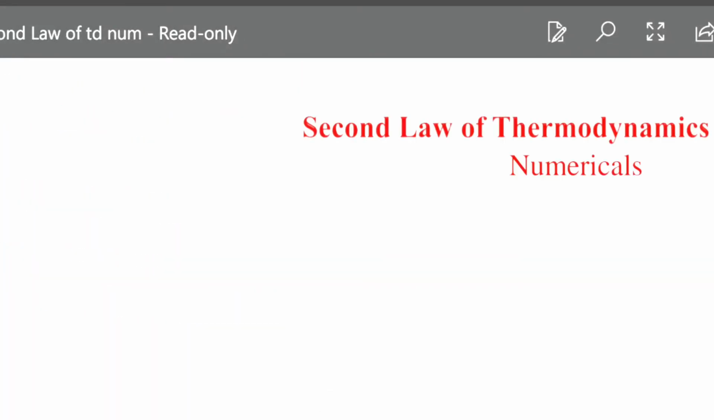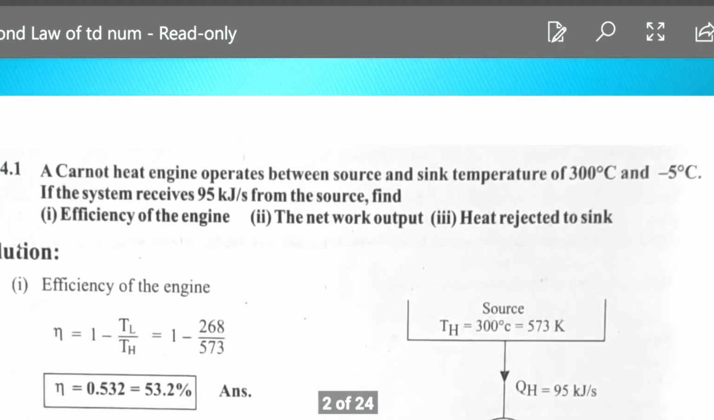Today we will discuss some numerical problems on the second law of thermodynamics. The theory part we have already covered, so we discuss some numericals on the second law of thermodynamics.